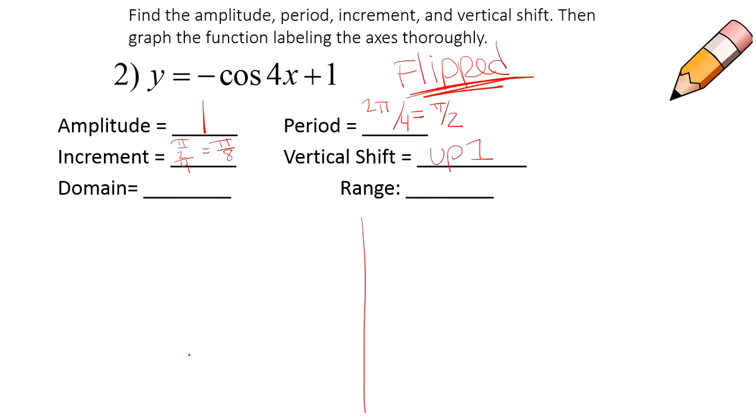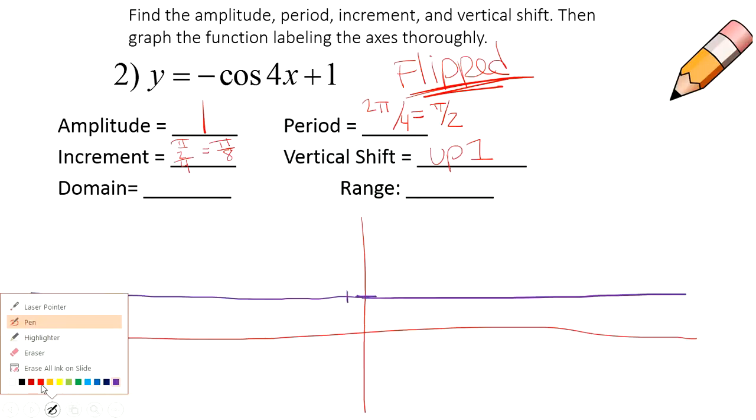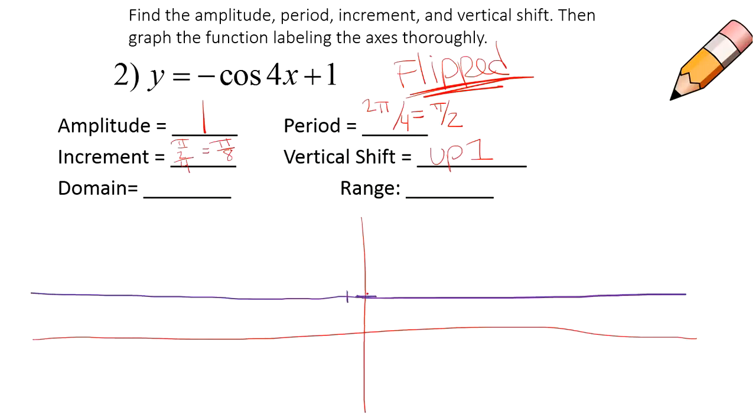So, let's go ahead and graph here. I'm going to put my normal x-axis a little bit down because we are going up with my x-axis, okay? Let's do our midline here. So I'm going to go up 1. So right here at 1 is where my new x-axis or my midline is going to be for our graph. Okay? And then now let's go ahead and do our amplitude. So from here I'm going to go up 1 and down 1.